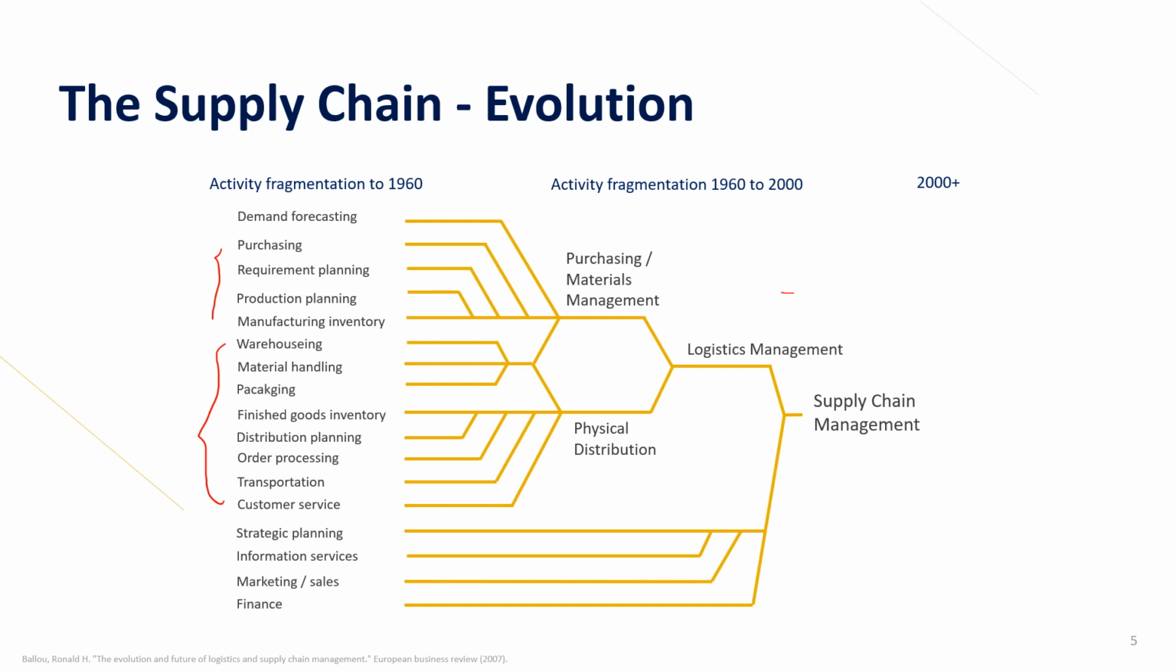And those two combined later became known as logistics management. And then if we combine that with strategic planning, information services, marketing and sales, and finance, those activities are then what we know as supply chain management.